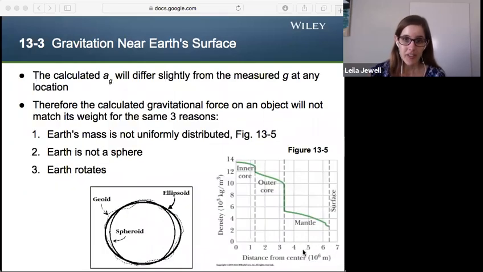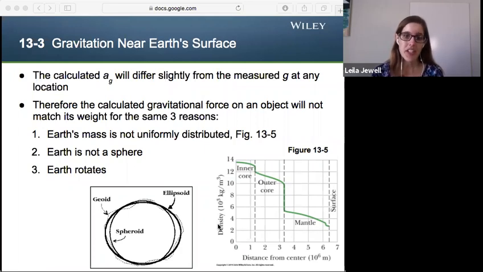Now, this calculated value will differ slightly from the measured g at any location, right? We saw how we could measure g using a pendulum in lab, where we set the pendulum up, time its period, get a really accurate period, really accurate length, and we're able to calculate a measured g. But it's slightly different than this calculated a sub g. So the calculated one won't match the weight for about 3 reasons.